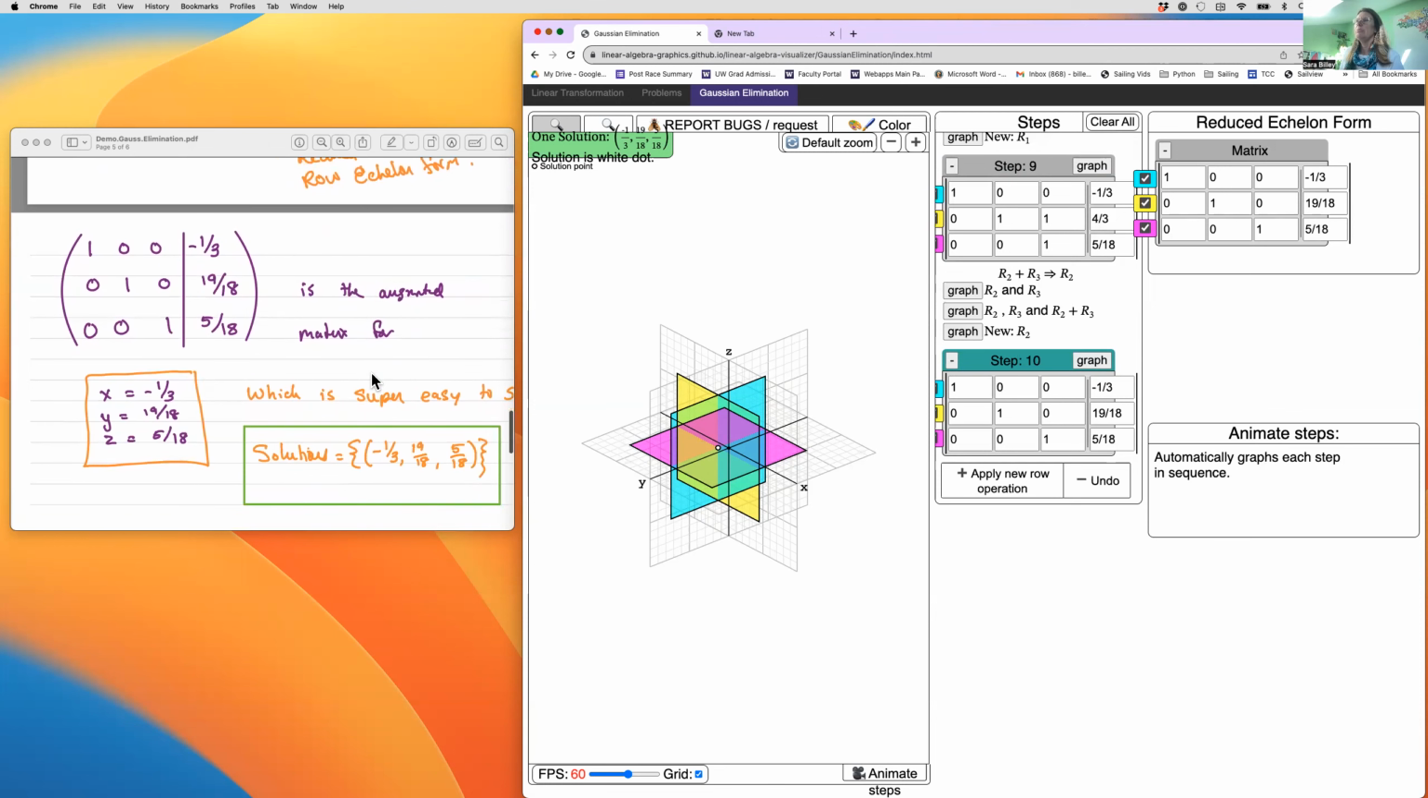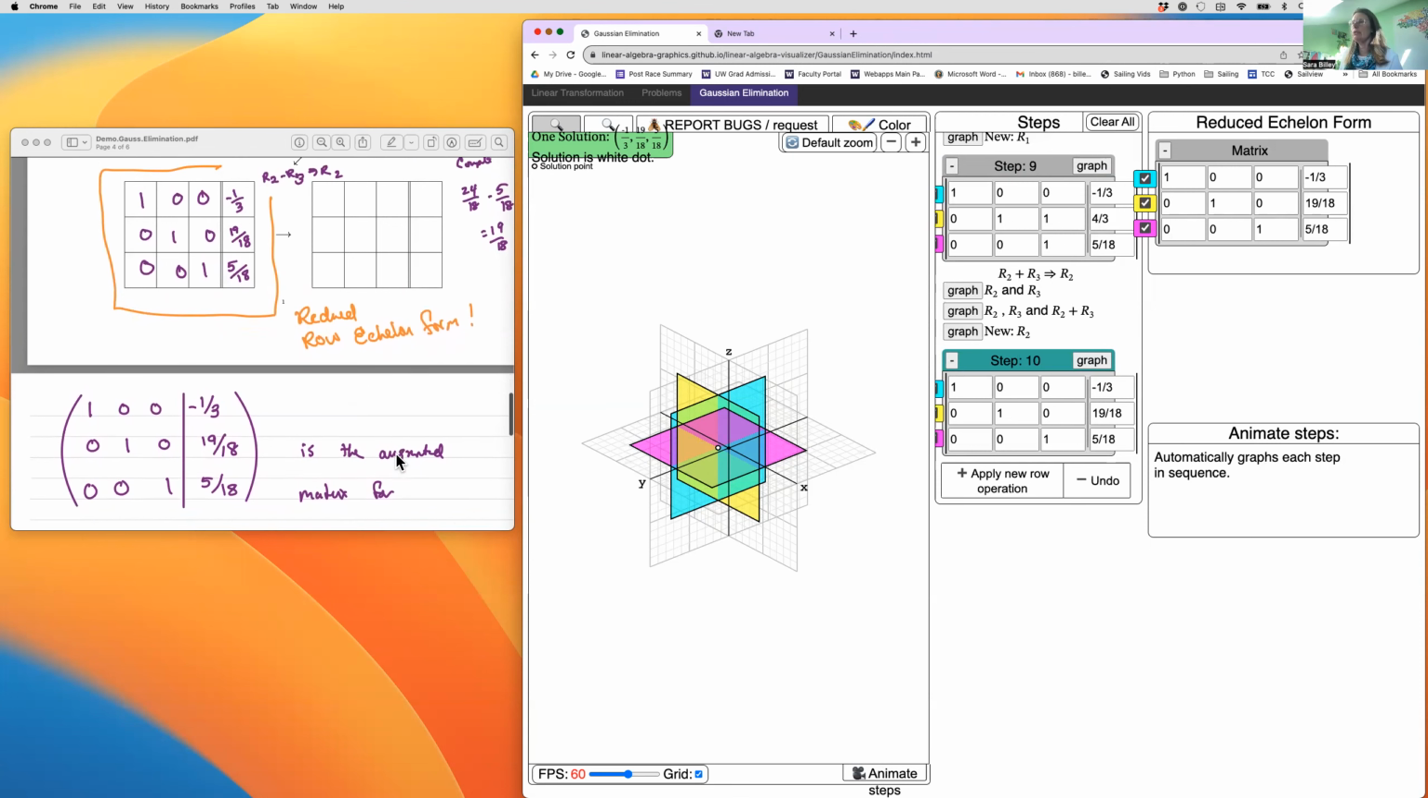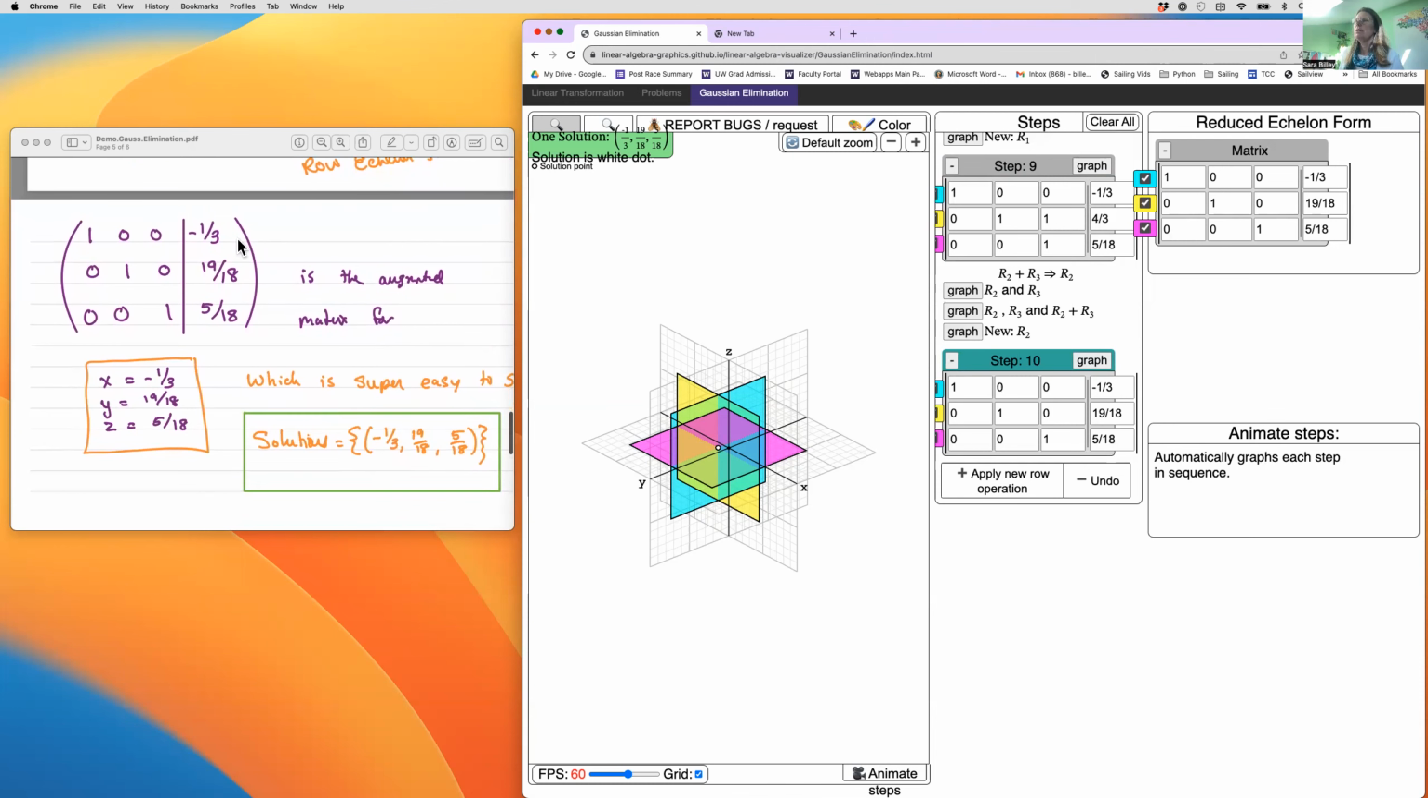So there is our augmented matrix. It doesn't matter if, while I was row reducing, I had this extra bar here or not. It didn't mean anything for the algorithm that we were doing in terms of Gauss elimination. But once we finish our Gauss elimination, we put the bar back in and we interpret that augmented matrix as a linear equation. So x equals -1/3, y equals 19/18, z equals 5/18, which is super easy to solve.